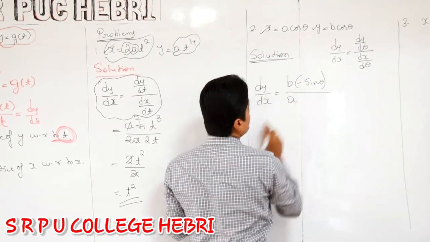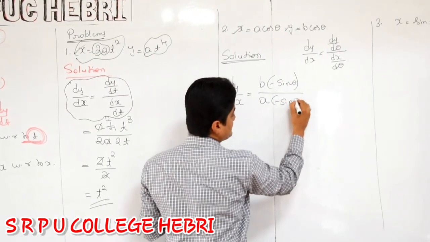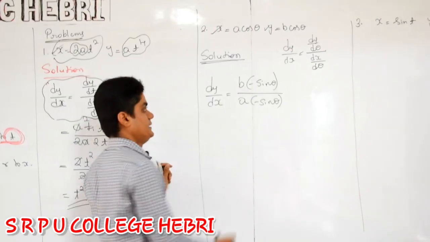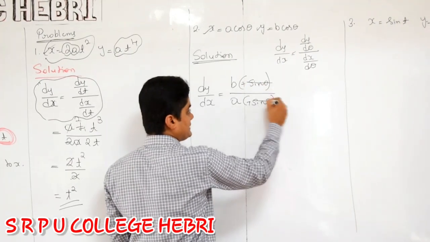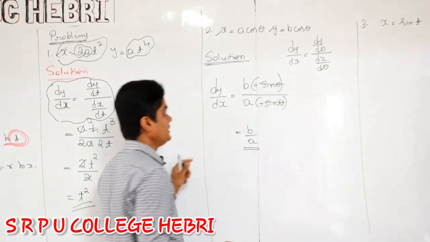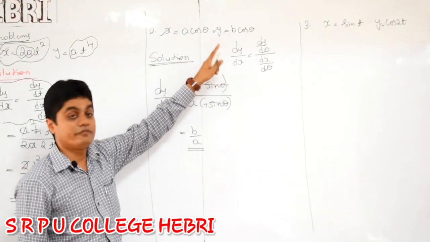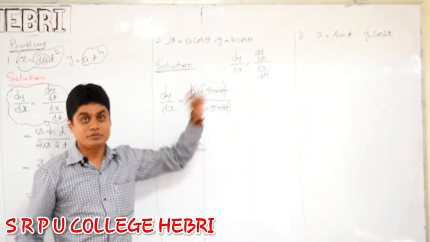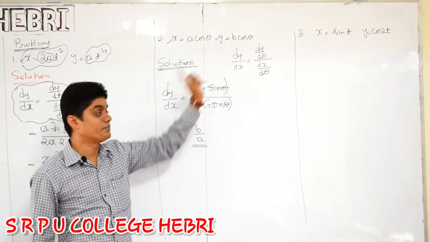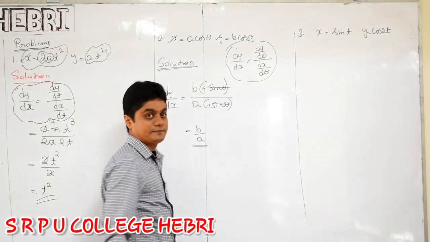a is constant, right? Differentiation of cos theta, again minus sin theta. Got it? Minus cancels, sin theta cancels. So what is remaining? b by a. This is the answer for this parametric function. Got it? Write down the variable which is present in the given problem. Here the variable is t, here the variable is theta. So be careful, write down the proper variable. Okay? It is compulsory to write the formula, remember that.